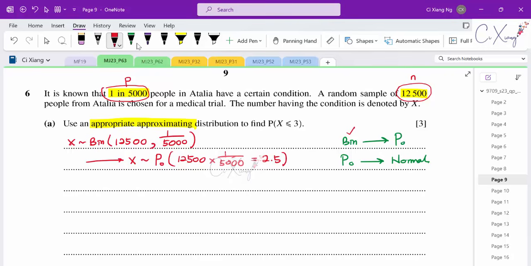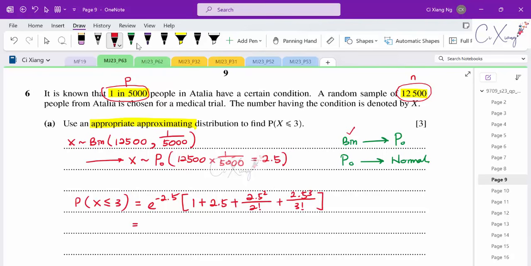After you change it, you can start the calculation for the probability P(X ≤ 3). That means you start from x equals 0, 1, 2, 3. The formula is e to the negative lambda, where lambda is the mean, times lambda to the power x over x factorial. When x equals 0, the value here is always 1. When x equals 1, the value is always lambda, 2.5. When x equals 2, it will be 2.5 squared divided by 2 factorial. And since they are asking for x smaller than or equal to 3, x equals 3 should be included as well. So I have 2.5 to the power 3 divided by 3 factorial.